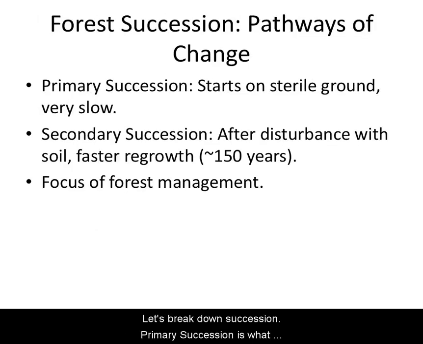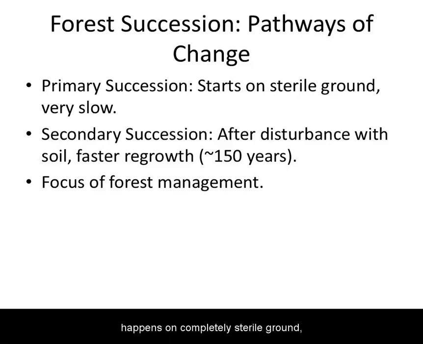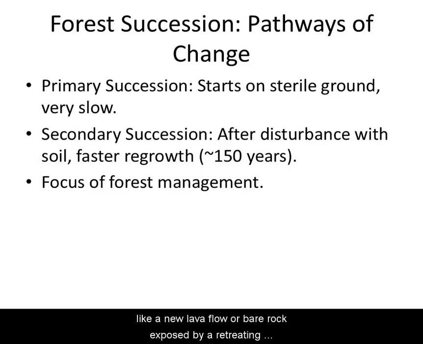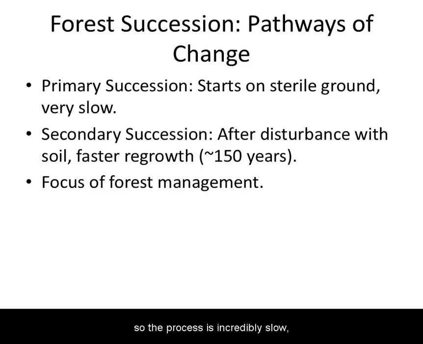Let's break down succession. Primary succession is what happens on completely sterile ground, like a new lava flow or bare rock exposed by a retreating glacier. There is no soil to start with, so the process is incredibly slow, often taking more than 1,000 years. What we see much more often is secondary succession. This happens after a disturbance where the soil remains intact, like after a wildfire or a logging operation. Because the soil is already there, this process is much faster. A mature forest can regrow in about 150 years.